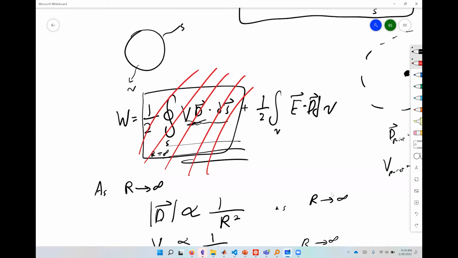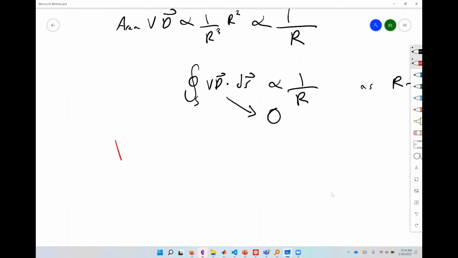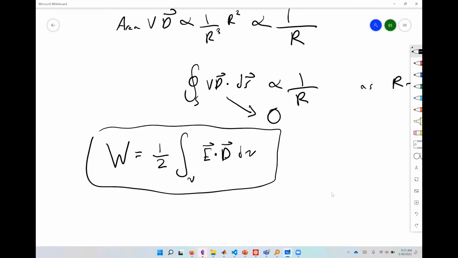Because this thing goes to 0, we end up with the fundamental expression of the energy in the electrostatic field, based on just the field itself. So it's going to be half the integral of E dot D. And this makes sense. The field is a physical entity. The field itself contains energy. The field doesn't need any charges.